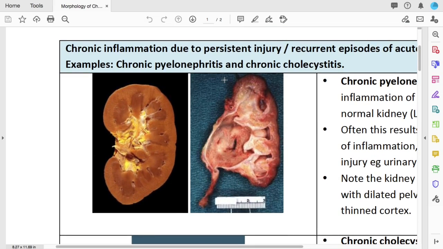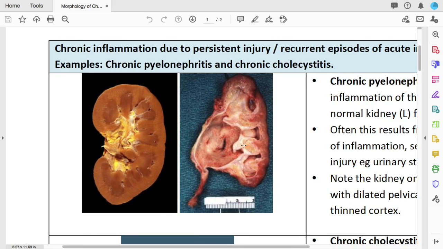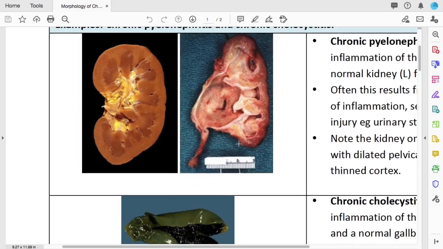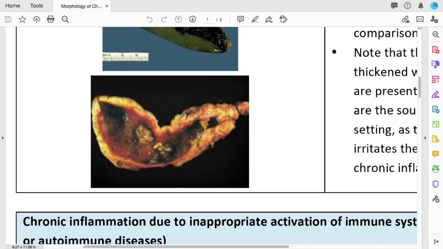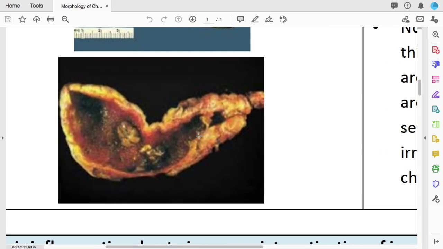Now let me share with you some images to illustrate some morphological changes that can be seen in the setting of various causes of chronic inflammation. This is an example of chronic pyelonephritis, same as I showed you earlier, normal kidney and inflamed kidney, which is distorted and fibrotic. This is an example of cholecystitis, inflammation of the gallbladder. This is a normal gallbladder, which has a very thin wall, velvety mucosa, glistening serosa on the outer surface. But in the setting of chronic inflammation, because you have fibrosis, you can see that the wall is now markedly thickened and rigid.